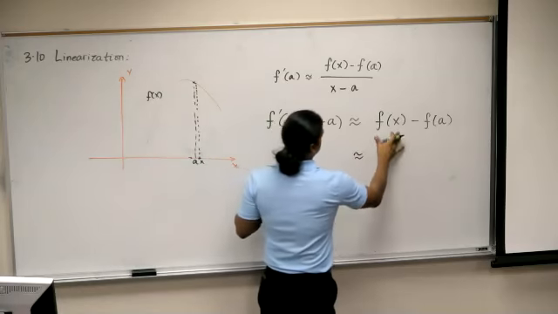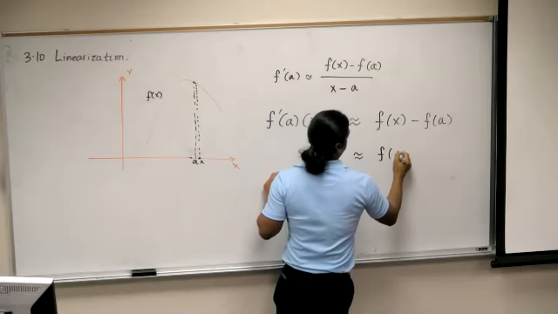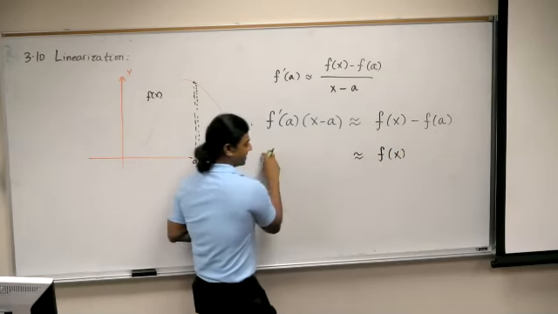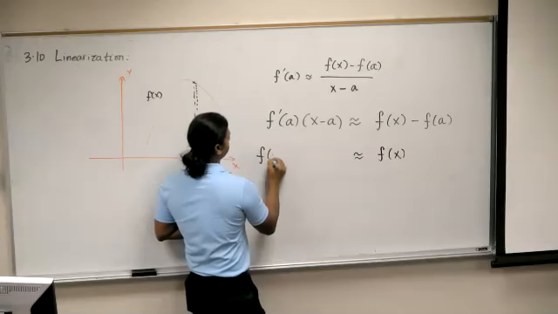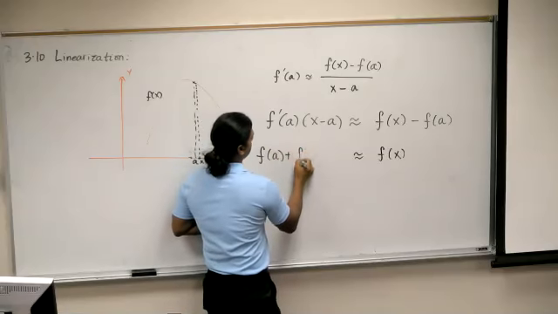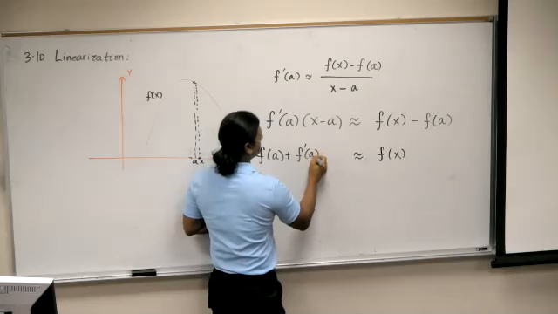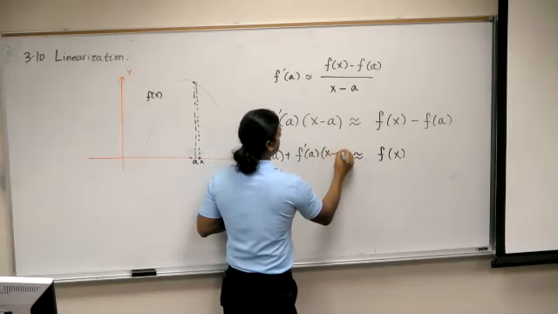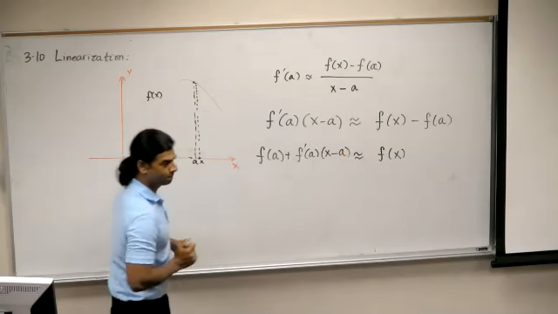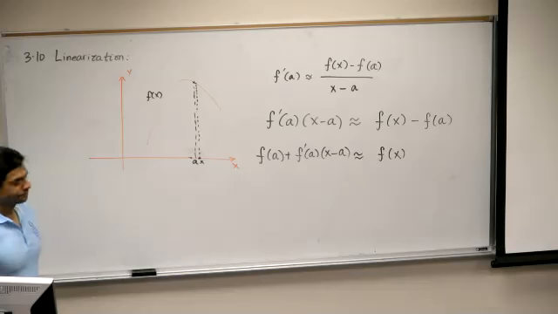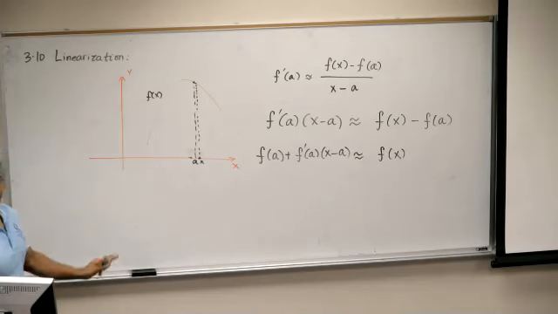So f of x would then be, if I move this to the other side, f of a plus f prime of a multiplied by x minus a. Good. With me so far?